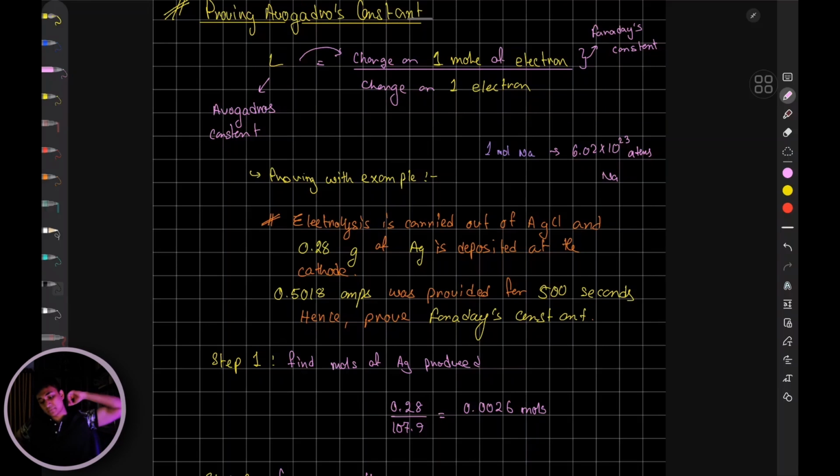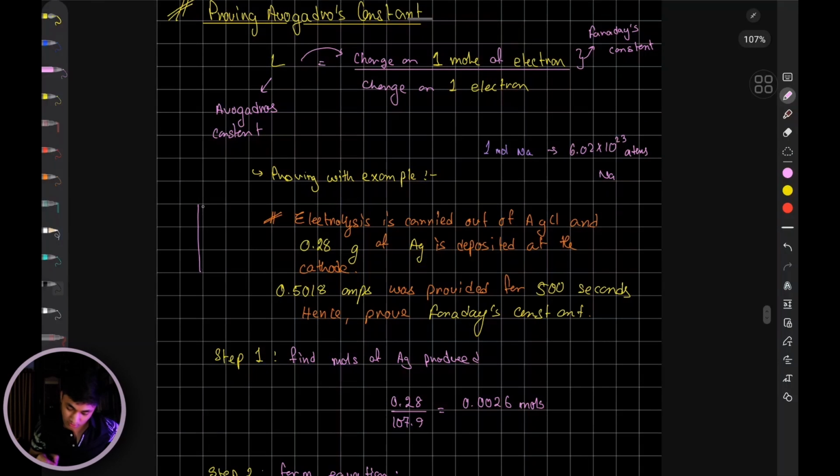First up, we're taking an example of silver being produced at the cathode, right? So what do you know about the cathode? What happens at the cathode? Reduction takes place, right? So let's say there was a solution. This is your cathode, right? There is a solution of silver ions, Ag plus ions.